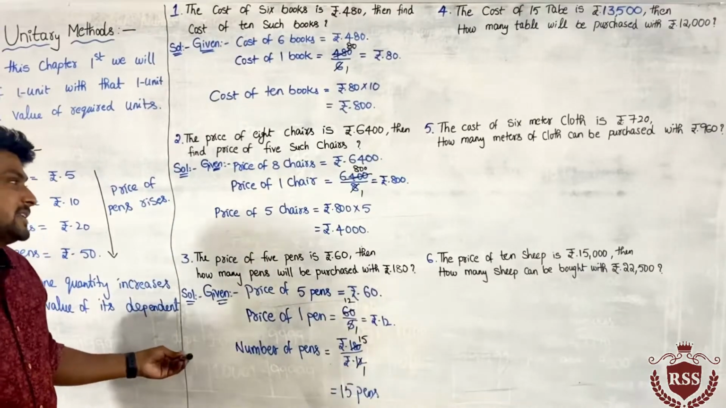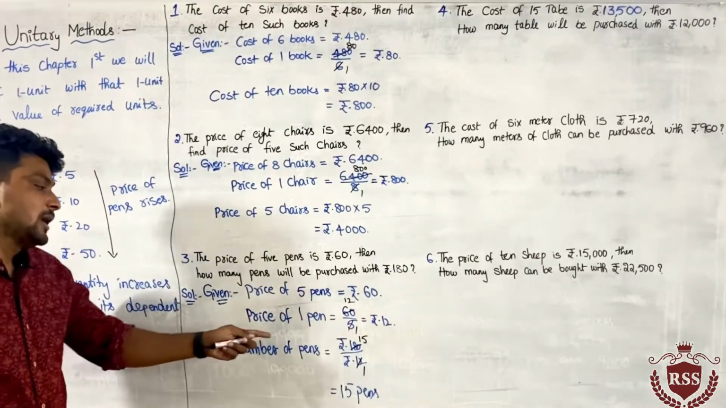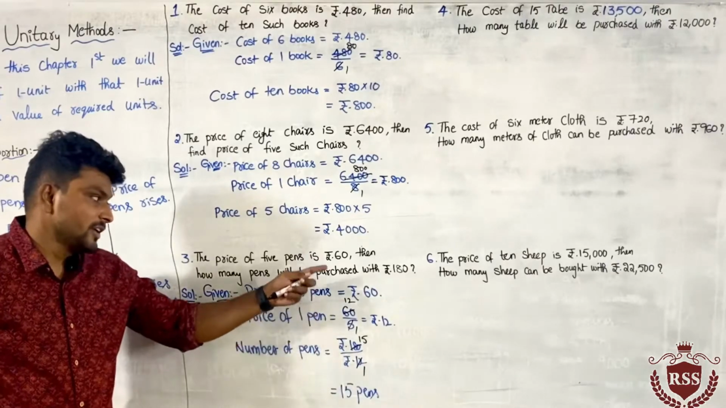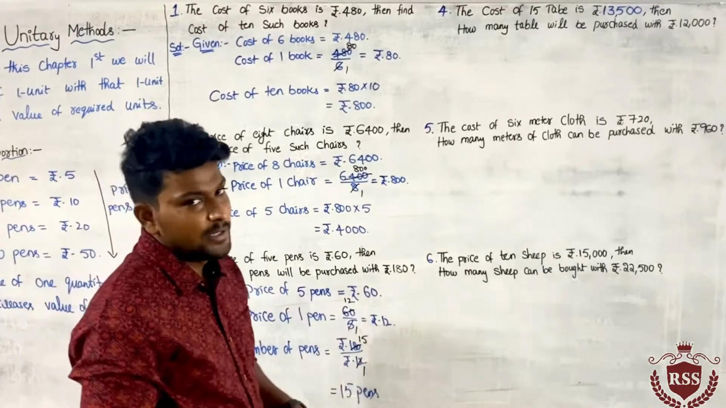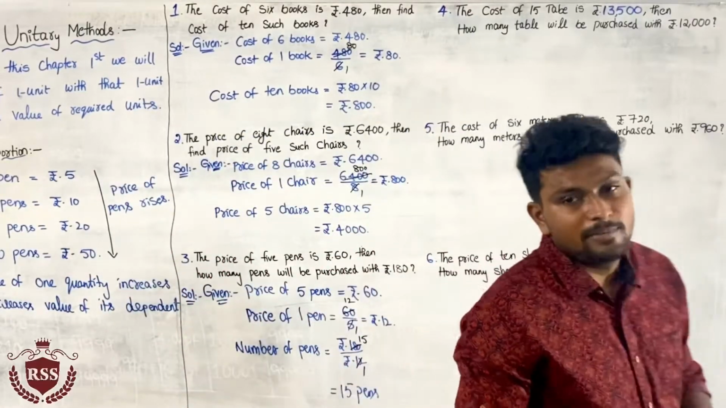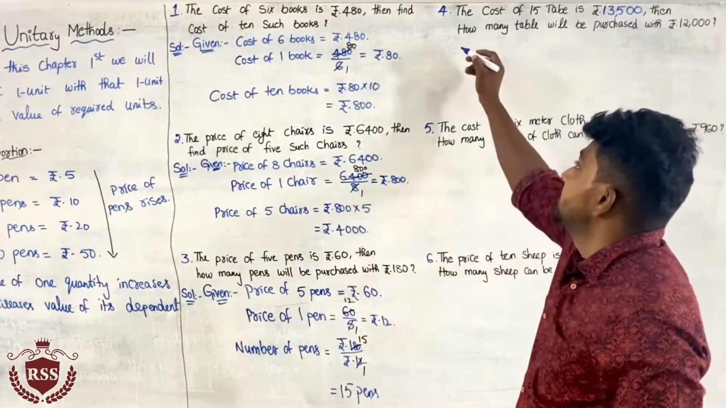Here, the number of things we require means the price of the given quantity divided by the price of each quantity. We have to divide that. So this is the manner we need to do the remaining problems. Look here also.